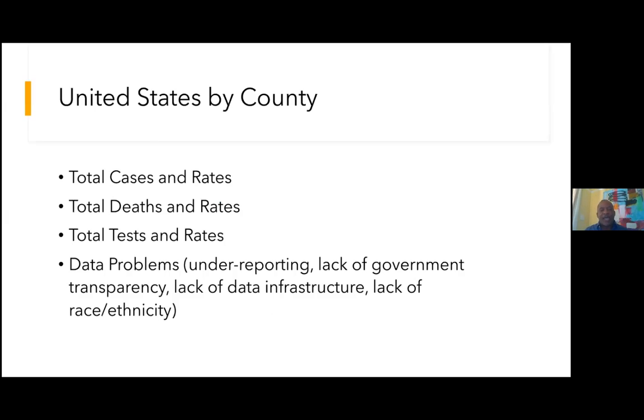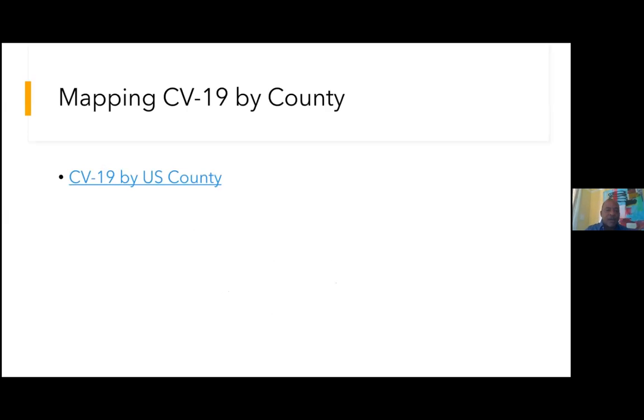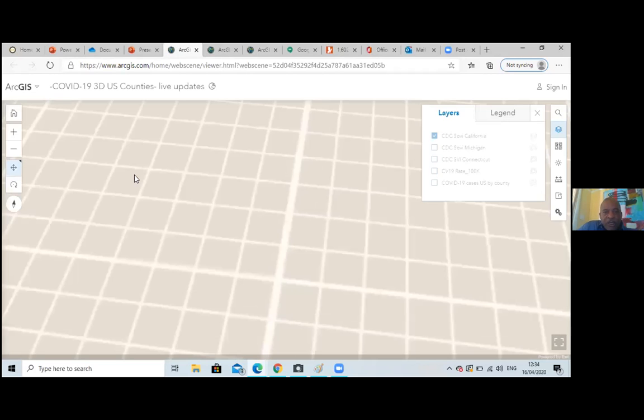So if we had good data, we'd know the total cases, we know the population rates, we know the deaths, we know the population rates of death, and we know the tests and the population rates of tests, right? But as you've probably seen in the news, we're not there yet. Okay, so what do we know with the current data set, the data that we have? If there's any questions I can answer them while this is loading.